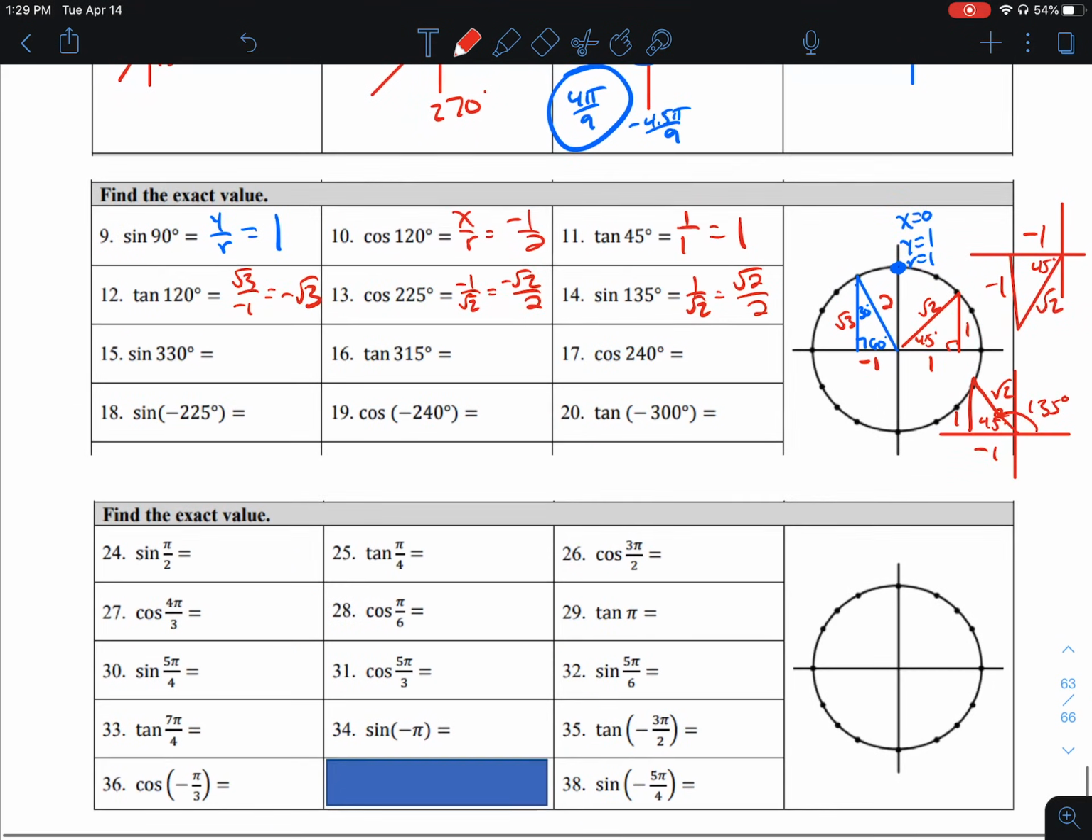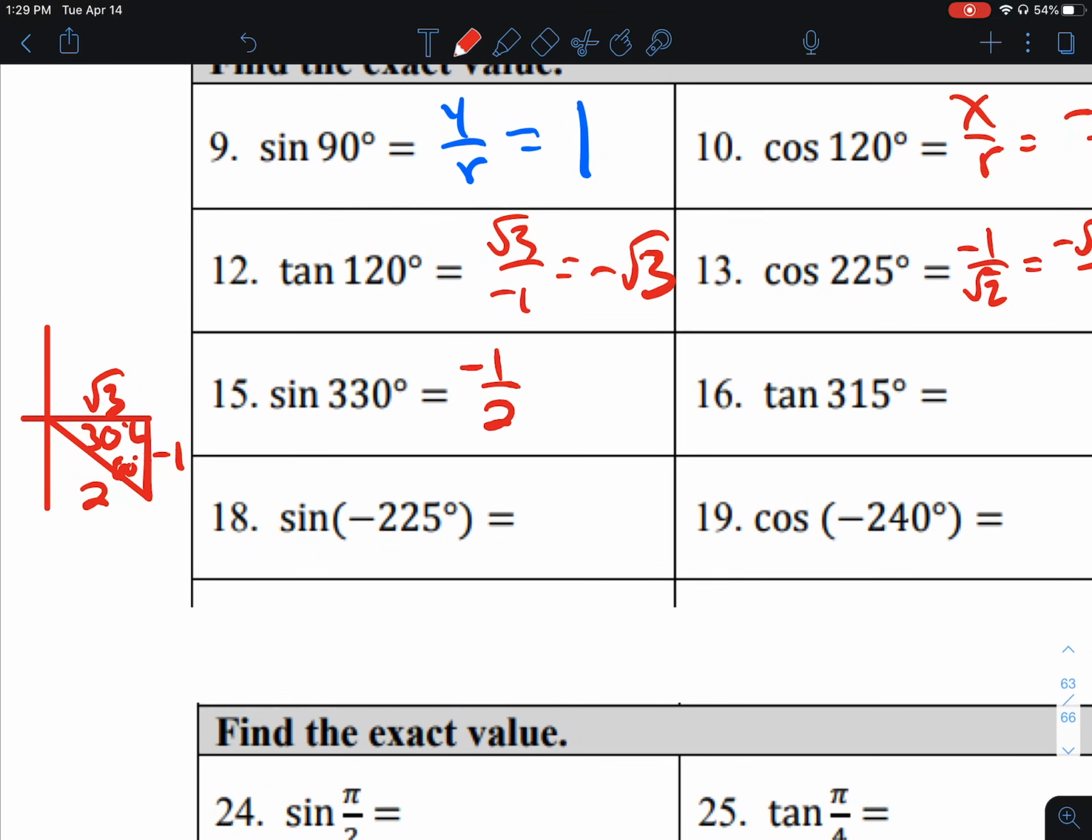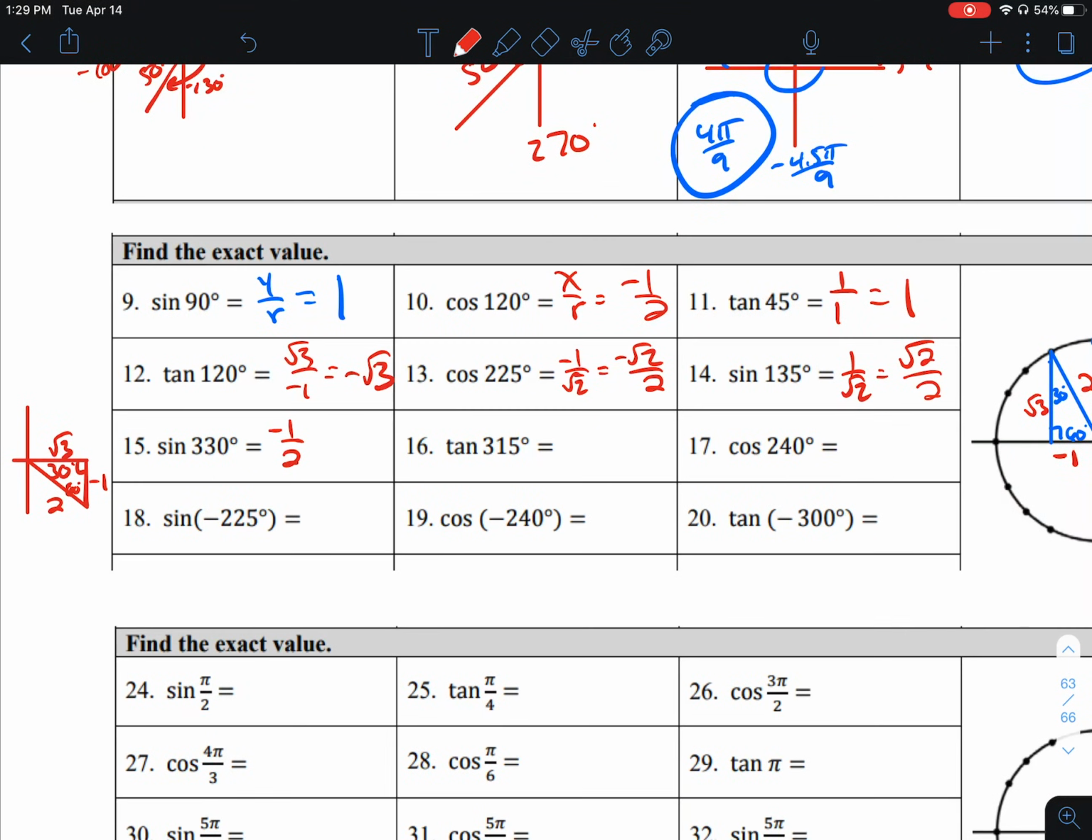Sine of 330 degrees. That's going to be in quadrant 4 with a reference angle of 30 degrees. So we've got a 30, 60, 90. Opposite 30 would be negative 1. Opposite 60, square root of 3, and the radius is 2. Sine is y over r, so that's negative 1/2. Any other 330s? No.